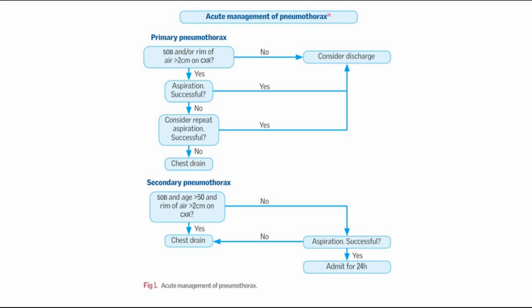For secondary pneumothorax, we see whether there is shortness of breath, age more than 50, and also the rim of air more than 2 cm on the chest x-ray. If yes, we can do chest drain. If no, we can consider aspiration, and after success, admit for 24 hours for monitoring.